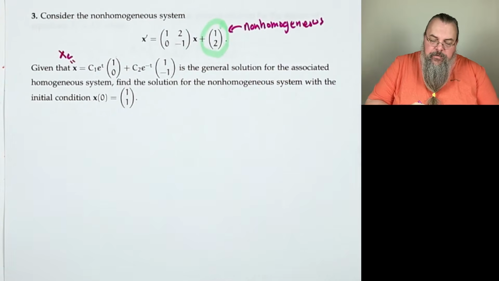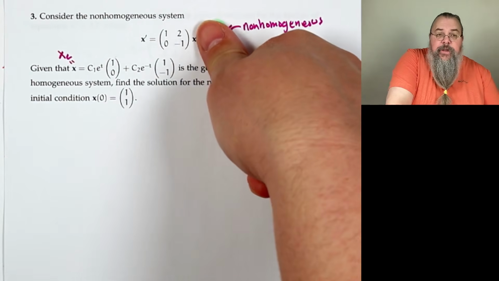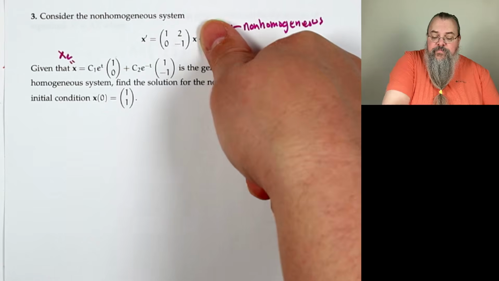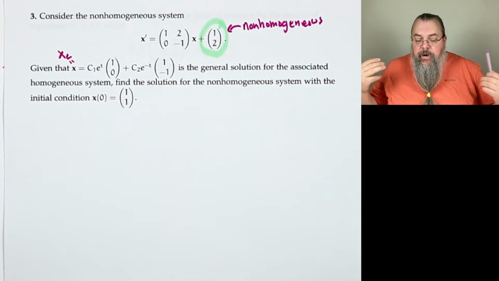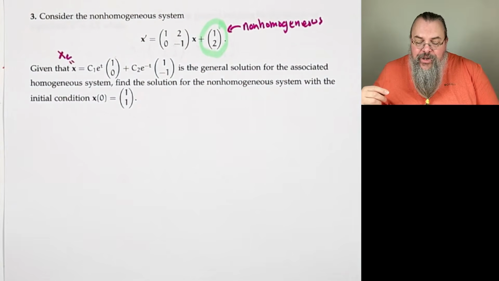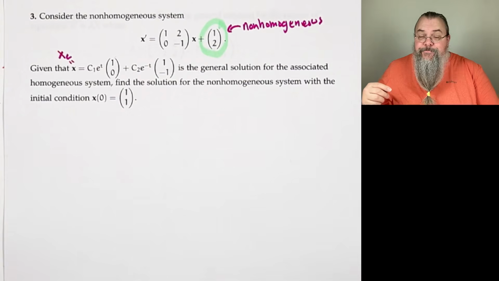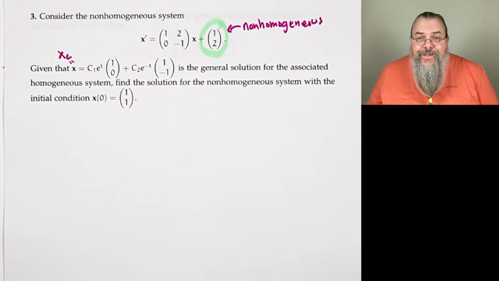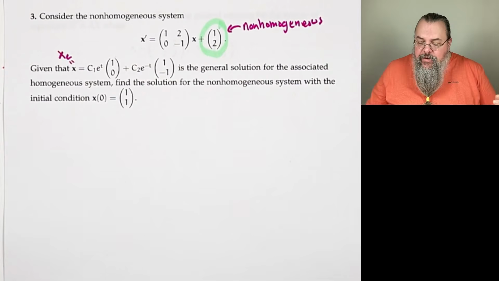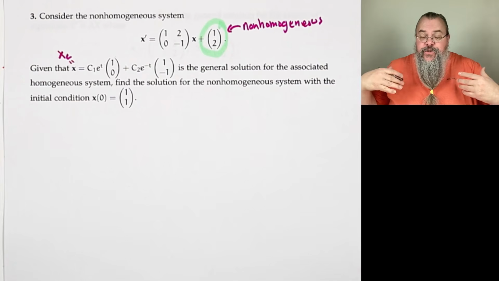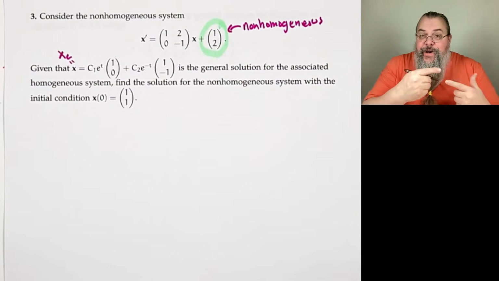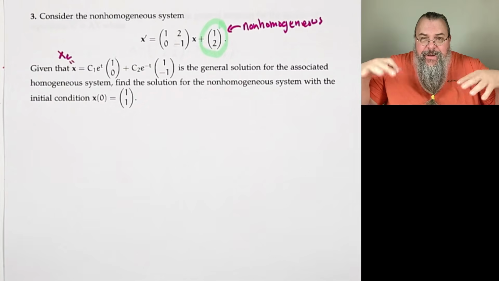And that comes from where? It's like covering up that [1; 2]. That's the corresponding homogeneous system. And we say, all right, find the solution for the non-homogeneous system with the initial condition x of 0 is [1; 1]. Okay, so what's our challenge here? Or what's our game plan? What we need to do is find the general form for solutions to the non-homogeneous system, and then we'll figure out how to make the initial condition work.